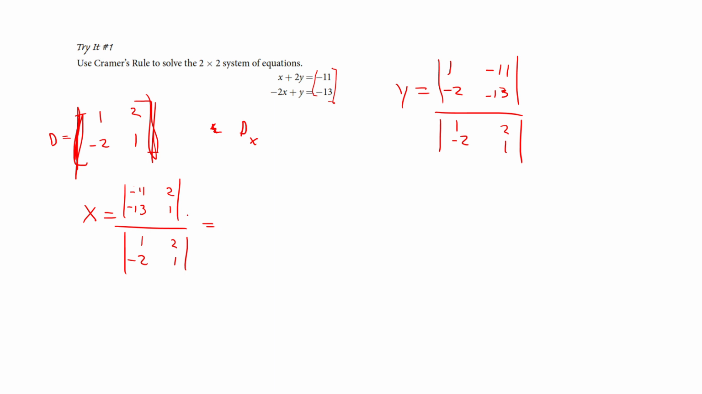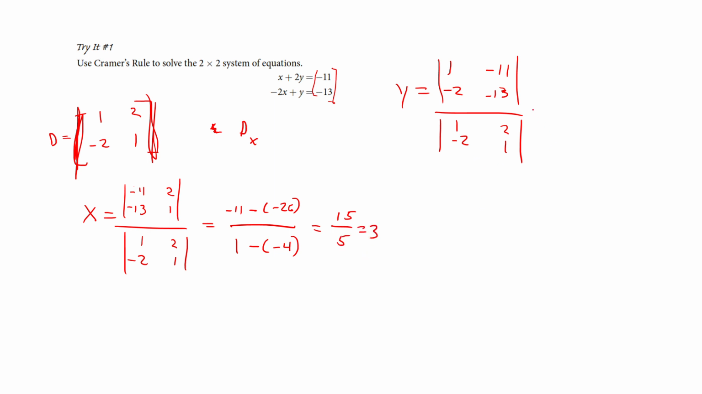So this diagonal gets me negative 11. Now we're going to subtract this diagonal, which is negative 26. Now we'll do the value of D. That's going to get me 1, and this diagonal, we're going to subtract the value of this diagonal, which is negative 4. Okay, 26. So this turns into positive 26. 15 over 5 gets us 3.